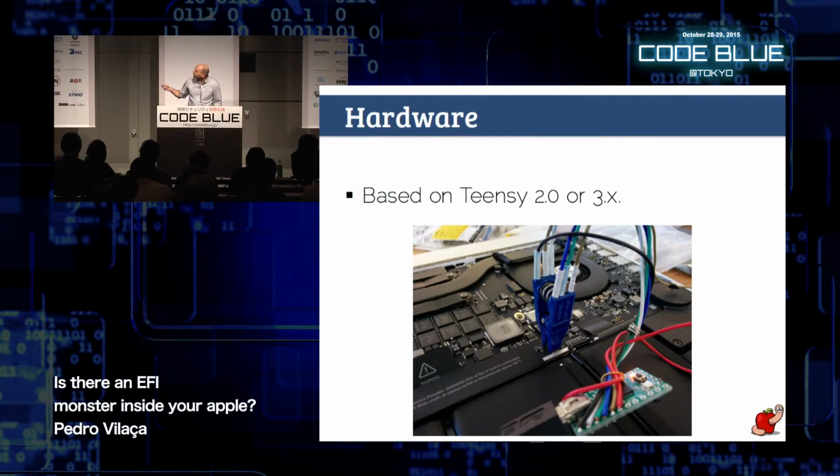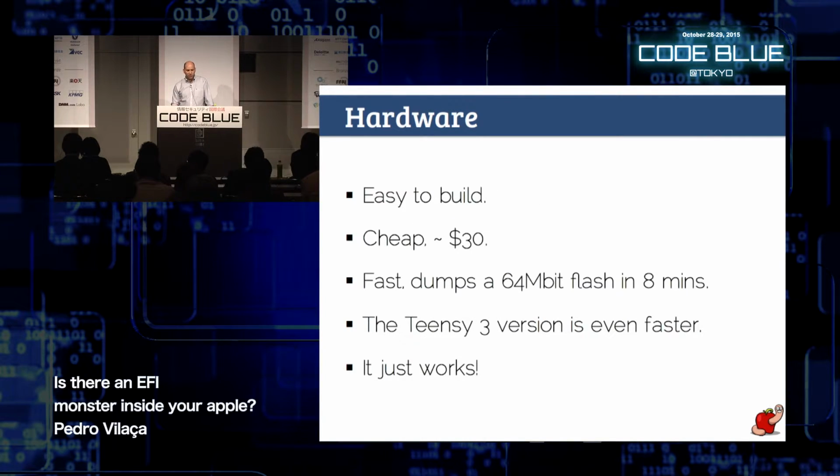His flasher is based on the Teensy 2.0 and 3.0. He has two versions, and both work well. As you can see, it's very simple. This is the Teensy board, and this is the chip. He uses a test clip to connect to the chip. This is the easiest way because you don't need to connect every probe. It's very cheap to build. It costs you like $30. If you buy a Chinese clone, it's even cheaper. It doesn't matter much. It's very simple, so you can be okay with a clone. Its biggest advantage is that it dumps the whole contents in 8 megabits.